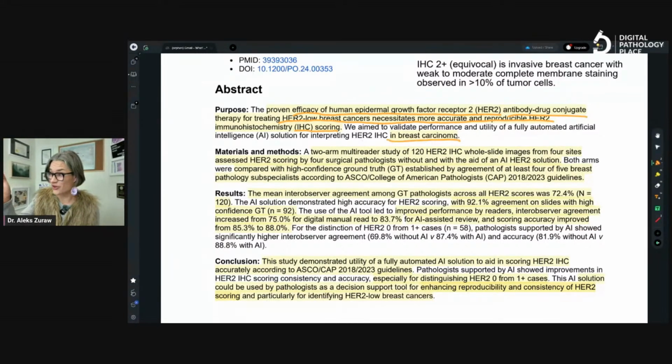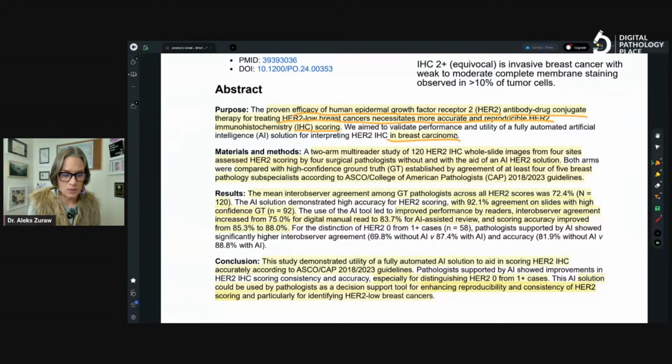And if you have questions or comments, let me know in the chat. You can ask questions while I'm speaking. I'm going to go through this abstract and see if you have any questions or comments on this, because we have pathologists on the line who can comment on different things.